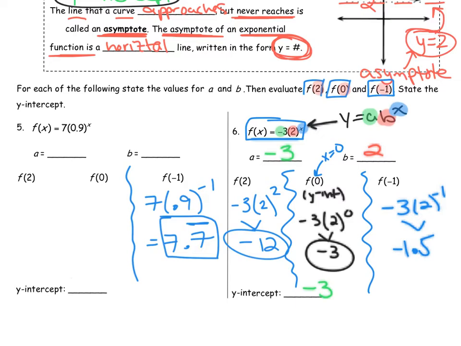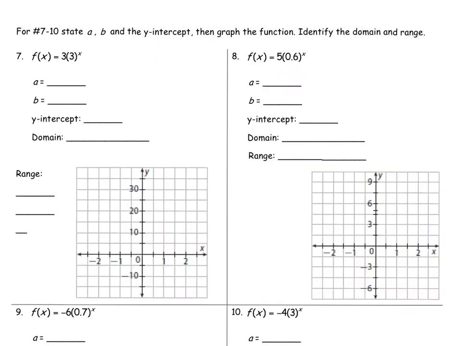I'm going to scroll over to the next page. So now I want us to start graphing these. Okay, so again, let's identify our A, B, and C values. Here we have A, here we have B, and then X. I'll do that for the same one over here. Here's my A, here's my B, and here's X.